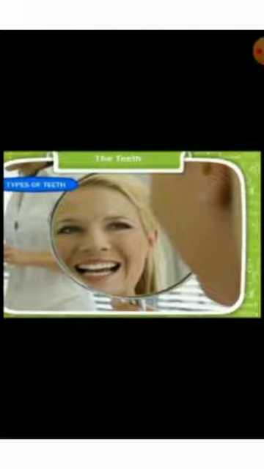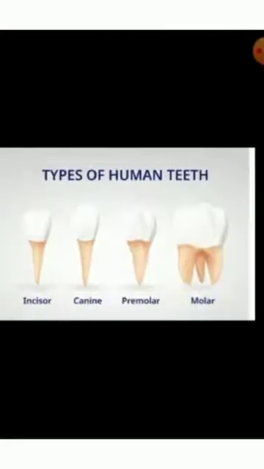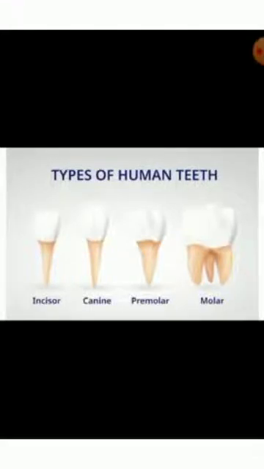Now, first come to the teeth. There are different types of teeth, and the main four types of teeth are incisors, canine, premolar, and molar. Right, these teeth you can see in this picture, you are watching different types of teeth. Some are sharp, some are big, some are of different shape. So there are four types of teeth which we have. Types of human teeth: incisors, canine, premolar, and molar.